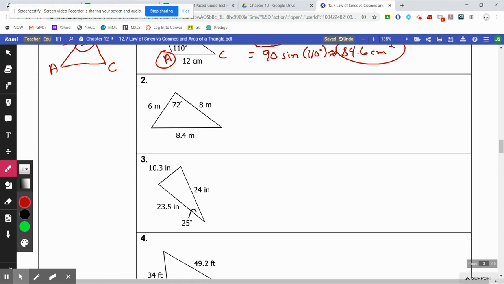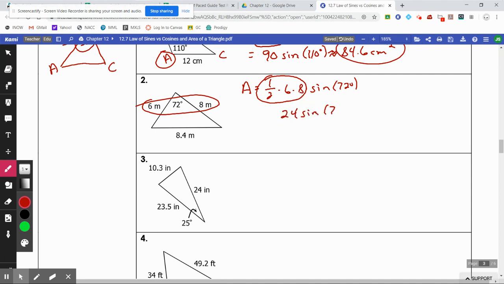The next one, again, you need a side angle side, which is right here. So you're going to do the area is equal to 1/2 times the two sides. So 1/2 times 6 times 8 times the sine of 72. And it's just that simple. You can type the whole thing into the calculator, or you can simplify. Half of 6 is 3. 3 times 8 is 24. Sine 72 would be the simplified version. And then 24 sine of 72 is equal to 22.8 square meters.